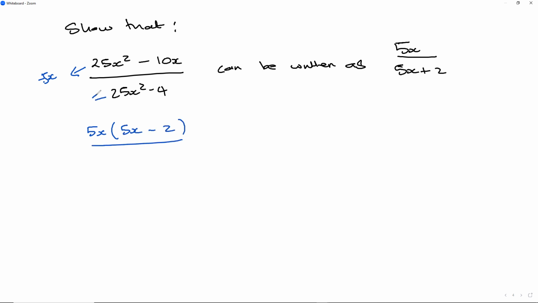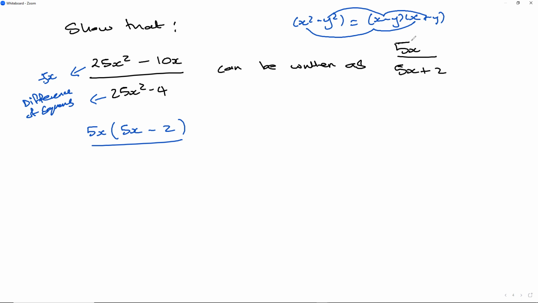And at the bottom, I notice that this is a difference of squares factorization. Difference of squares factorization says that if you've got x squared minus y squared and you factorize it, you can write it as (x minus y)(x plus y), square rooting each term, writing it into the bracket with a minus and a plus.